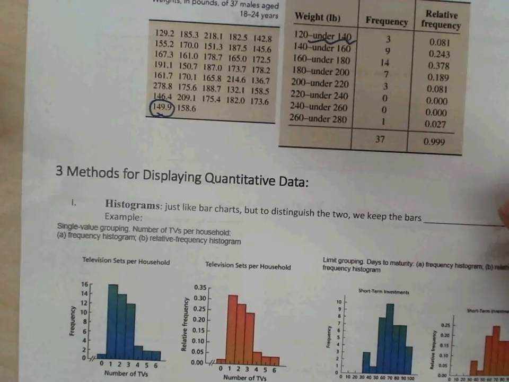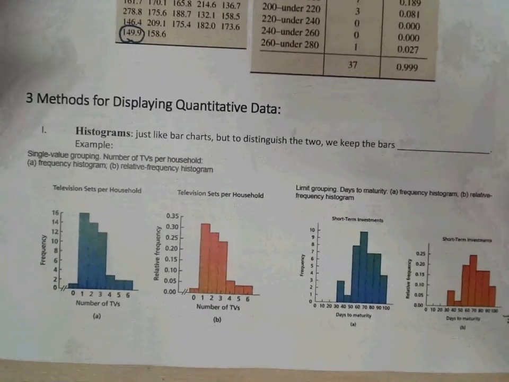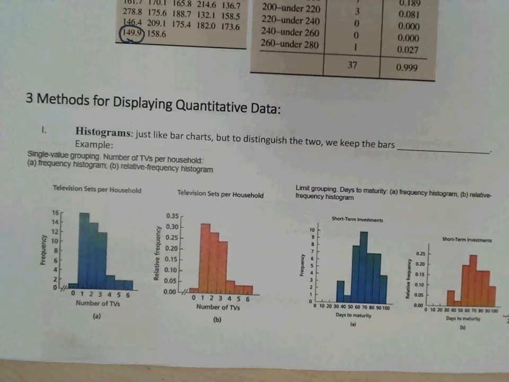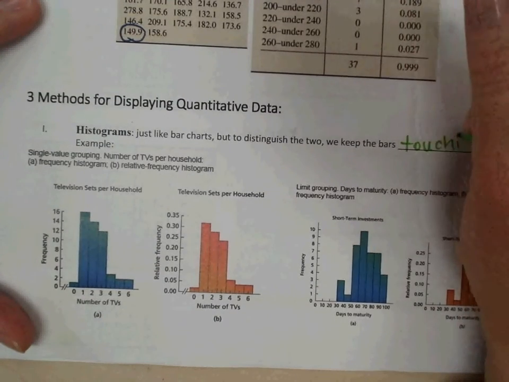Three methods for displaying quantitative data. Kind of gave reference to this at the beginning. The first one is histograms. It's just like a bar chart, but to distinguish between the two, we keep the bars touching on this one.